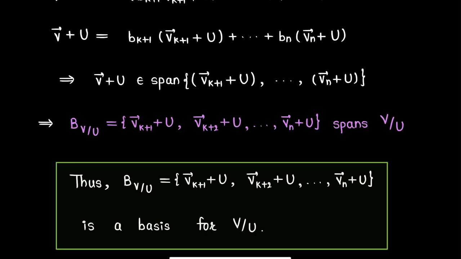Now as this set spans the vector space V modulo U, and we have also proved that this is linearly independent, this set containing these cosets will be a basis of the quotient space V modulo U, and this proves the given result.